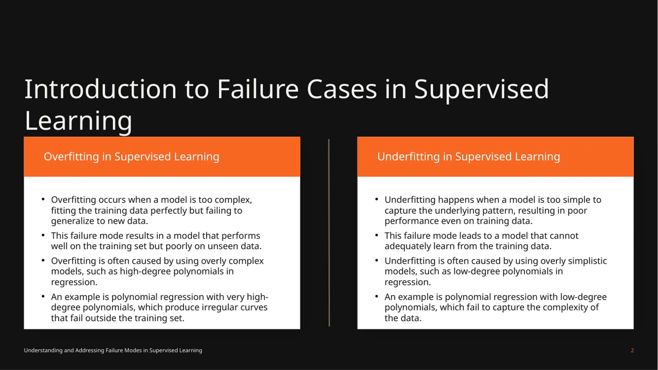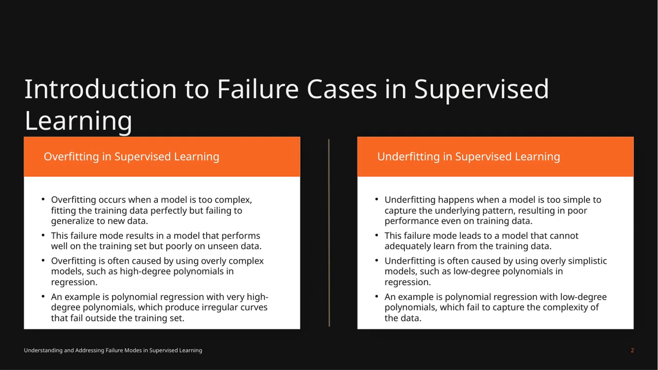Now, in contrast, underfitting occurs when the model is too simple. It can't really capture the underlying patterns in the data, so it performs poorly even on the training set. This happens when we use models that are too simplistic, like low-degree polynomials in regression. Think about a linear or low-degree polynomial that just can't grasp the complexity of the data. It results in a model that doesn't learn enough.